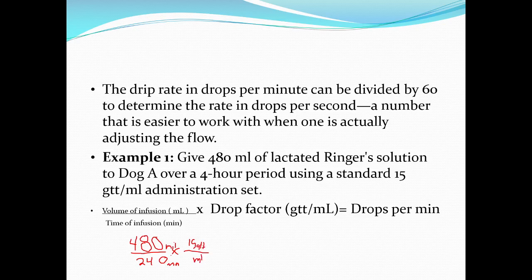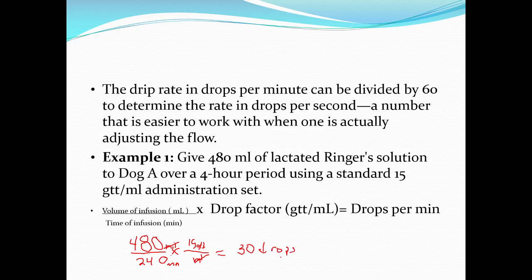Okay. So what does that give us? 480 divided by 240 is 2. All right. I always double check. Multiply that by 30 or 15, you get 30. 30 what? What's the unit? We cross off the mils, so that's going to be 30 drops per minute.